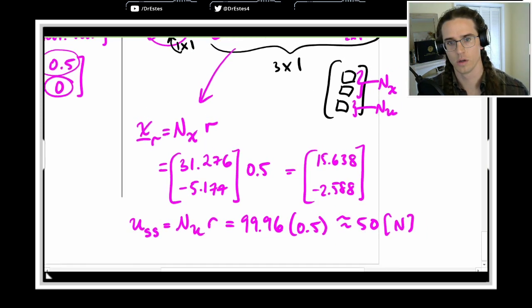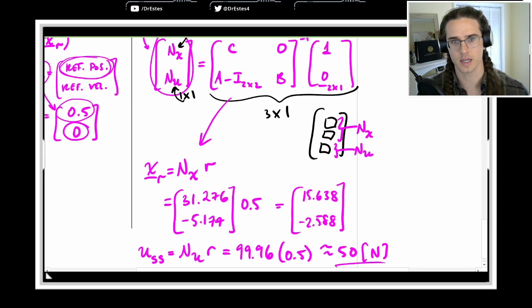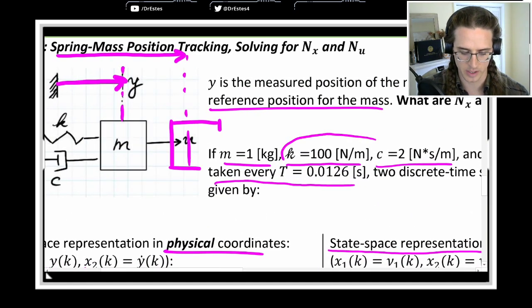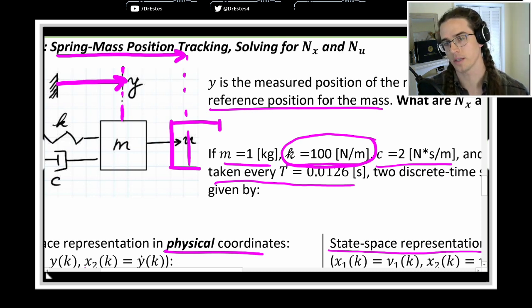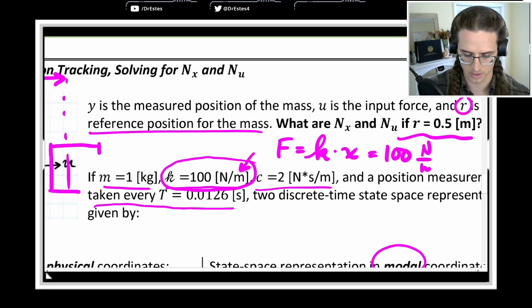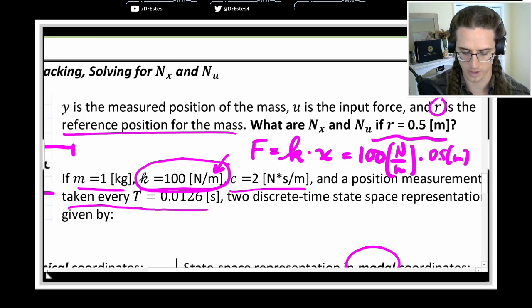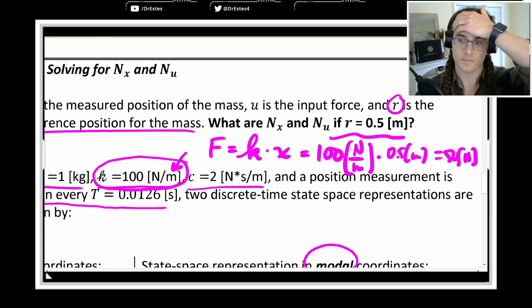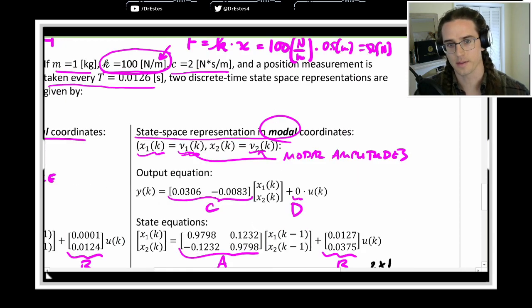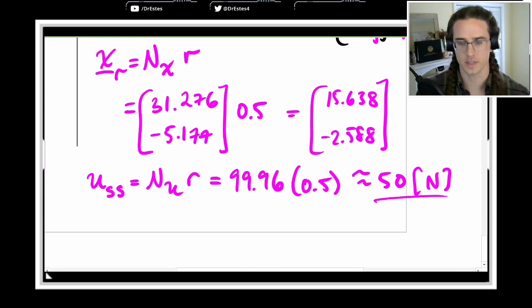Now this is cool. Why is it like this precise number? If you go back up here, just for this problem, I defined the spring to be 100 newtons per meter in stiffness. So if I move it half a meter, you have Hooke's law. The force is the spring constant times how much you stretch the spring. So 100 newtons per meter times 0.5 meters means it's 50 newtons. 50 newtons of force that you need in the end. So that comes back to making some physical sense as well.